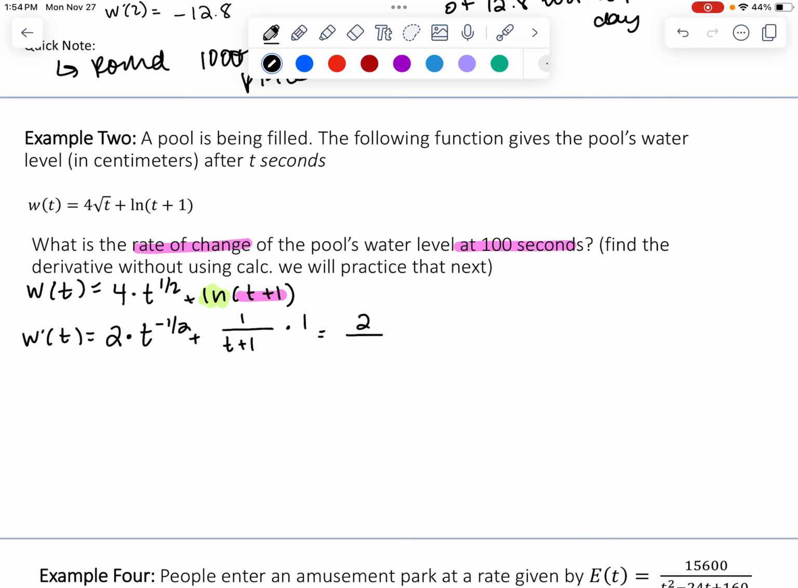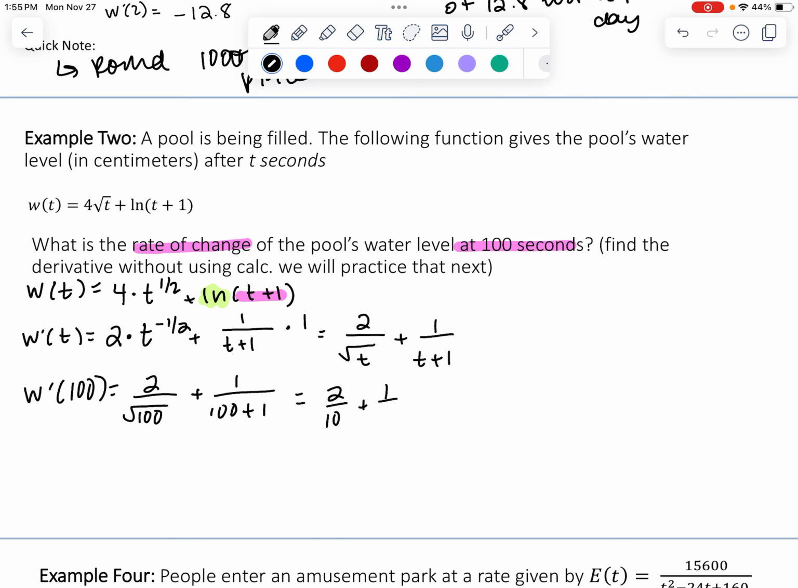I'm going to rewrite this real quick. I'm going to simplify this. This is going to be a little easier to simplify so I can plug things back in. All I did here is move this 1/2 to the bottom, because this negative 1/2 moves it to the denominator, and then I put it back into its square root form. And now specifically I want to find the rate of change at 100 seconds. So I'm going to plug in 100 here. So I'll have 2 over the square root of 100 plus 1 over 100 plus 1, which equals 2 over 10 plus 1 over 101. And this will simplify to be 0.210.